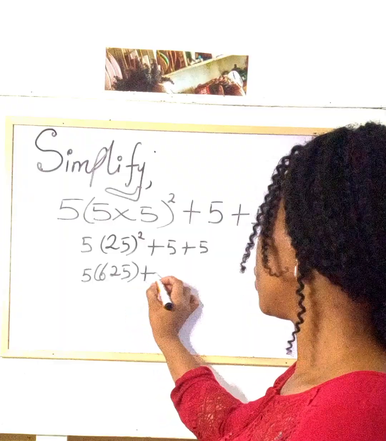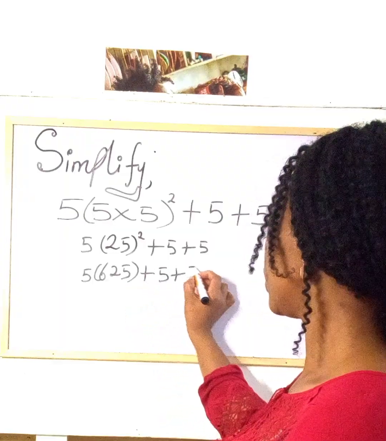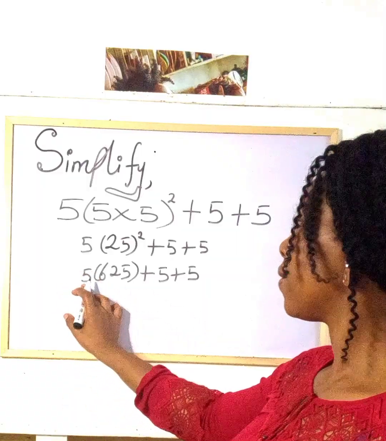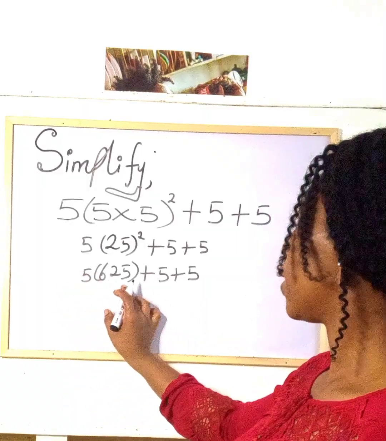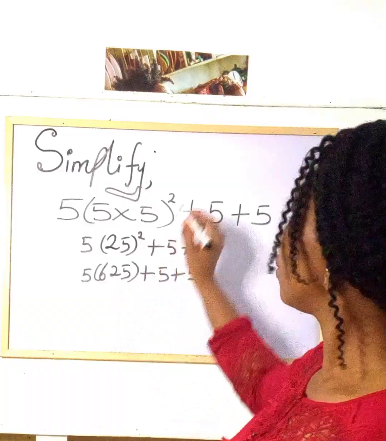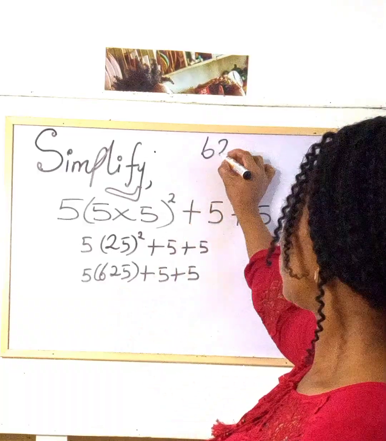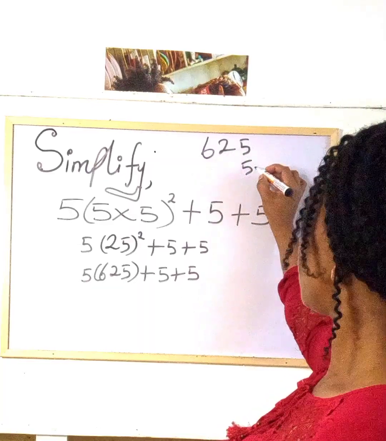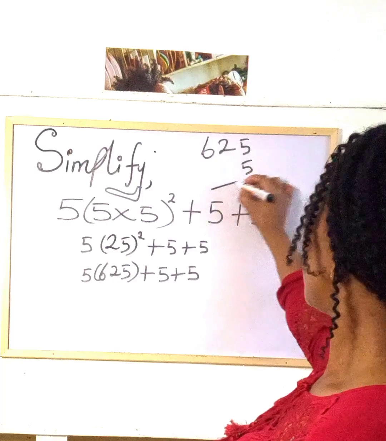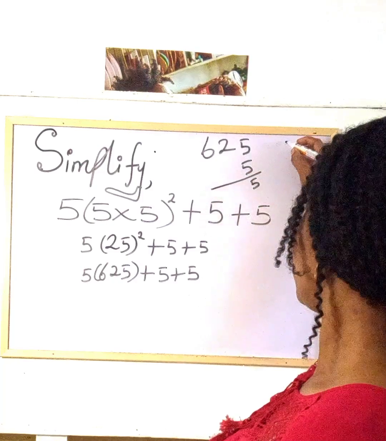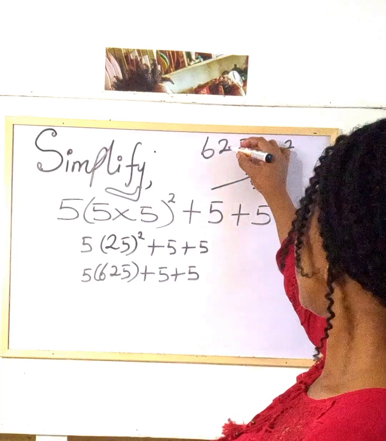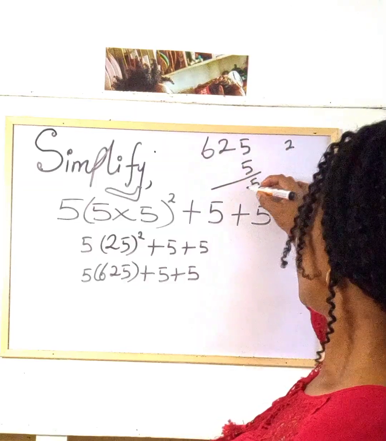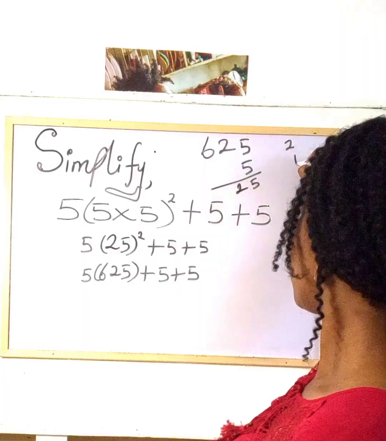Multiply by 5 plus 5 plus 5. So when you multiply 5 by 625, 625 multiplied by 5. 5 times 5 will give you what? 25. You write 5, carry 2. 5 times 2 will give you 10. Plus 2 will be 12. You write 2, carry 1.